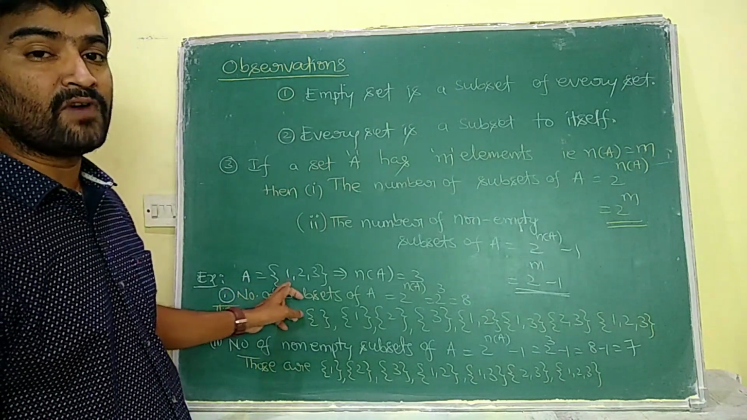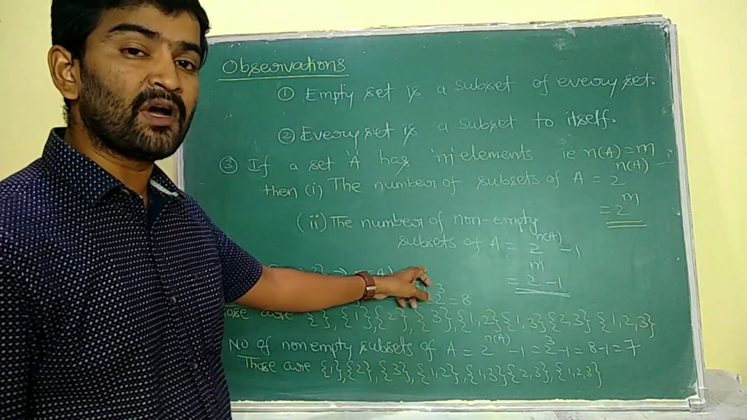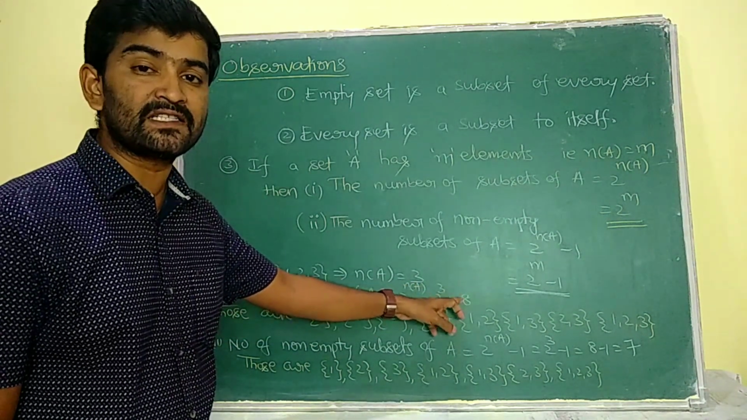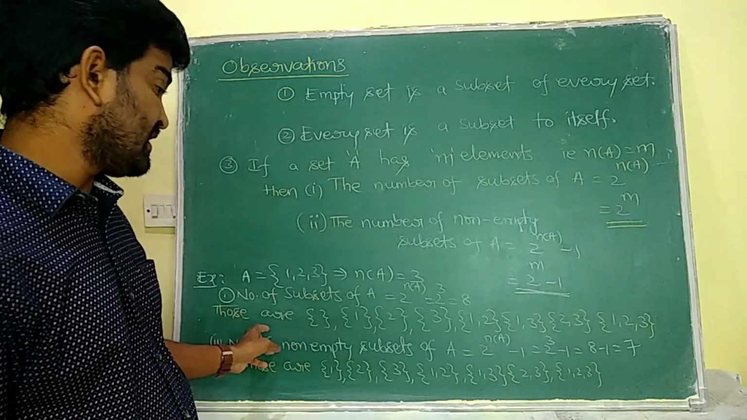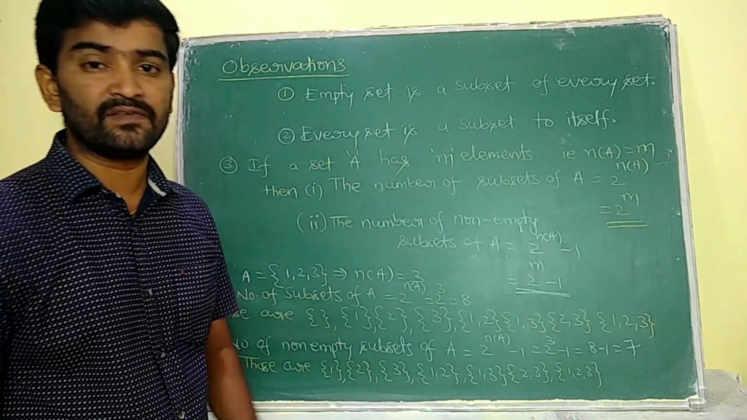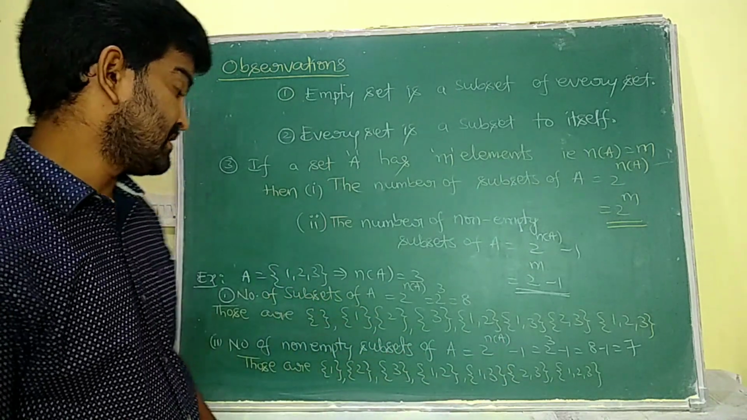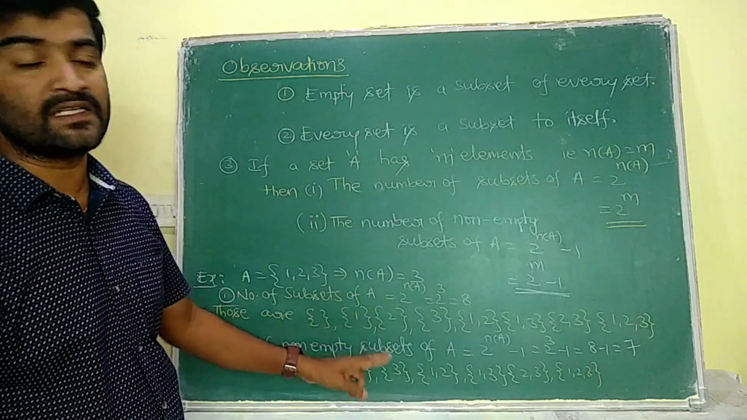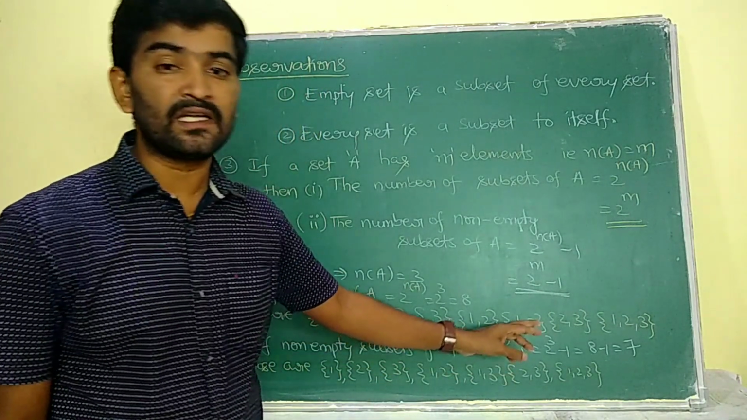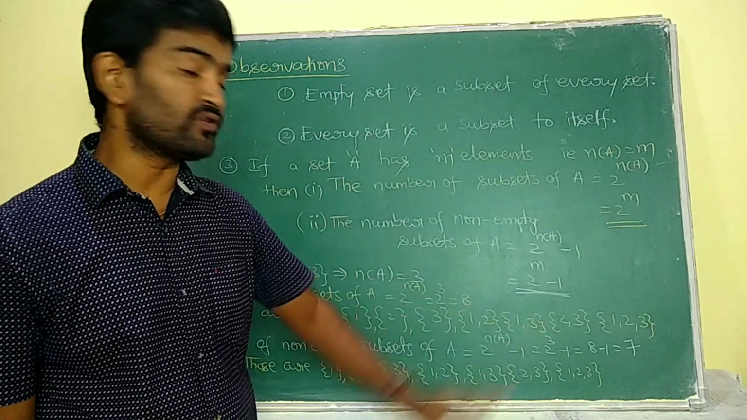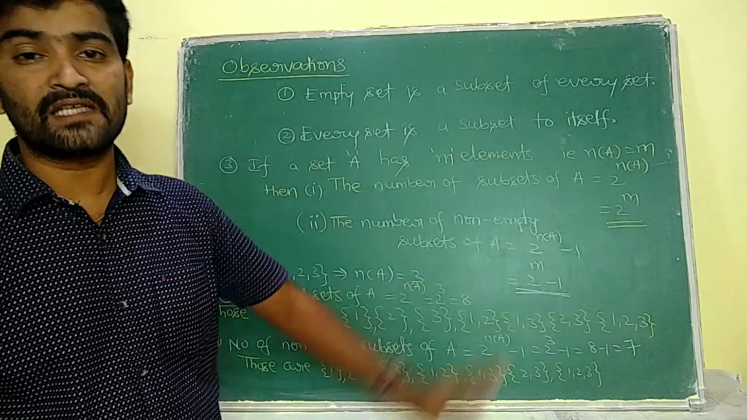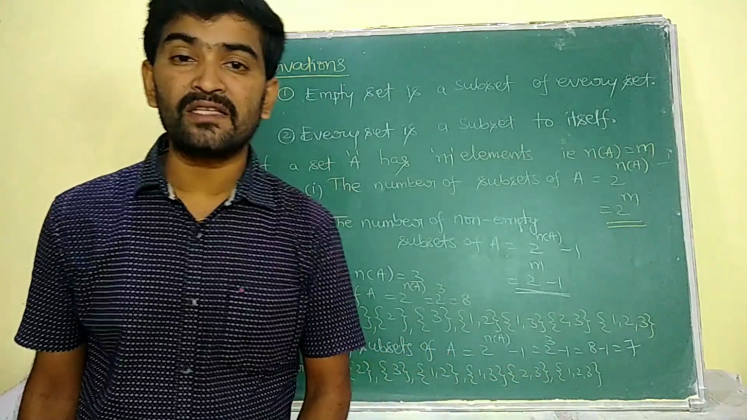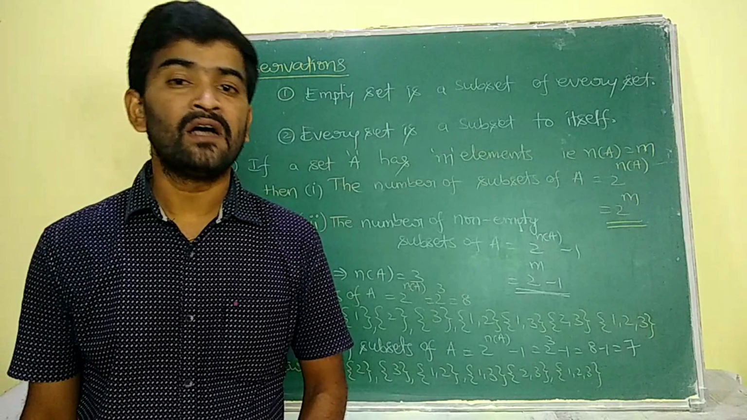Let A be the set {1, 2, 3}. Then its cardinality is 3. Number of subsets of A is 2 power its cardinality, that is 2 power 3, that is equal to 8. So 8 subsets it is going to have. These are the 8 subsets. We already discussed how to write the subsets. Now, the second point. The number of non-empty subsets of the set A is 2 power n(A) minus 1. That is 2 cube minus 1, that is equal to 8 minus 1, and that is 7. So, except this empty set, the rest of all the subsets are known as non-empty subsets. I hope you understand.